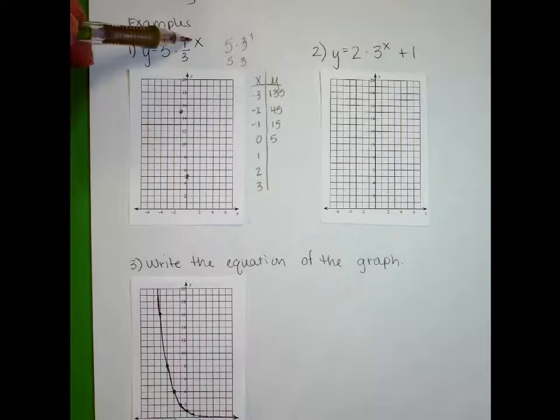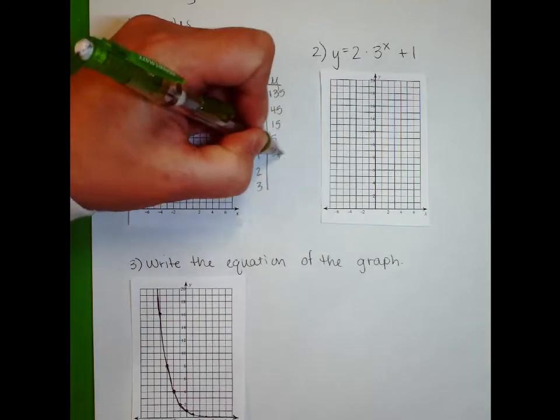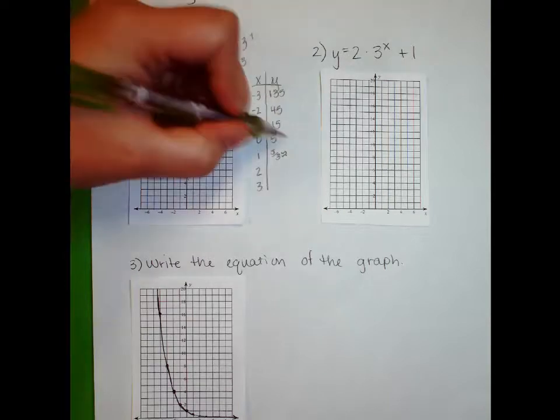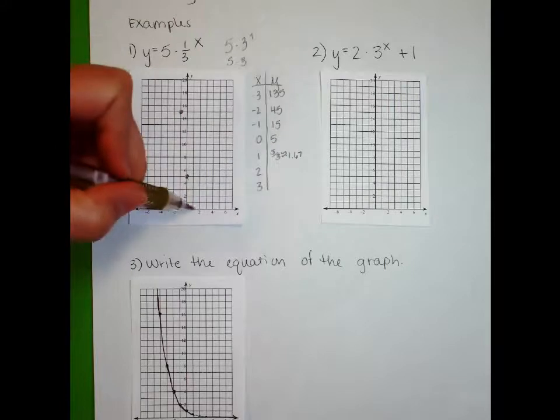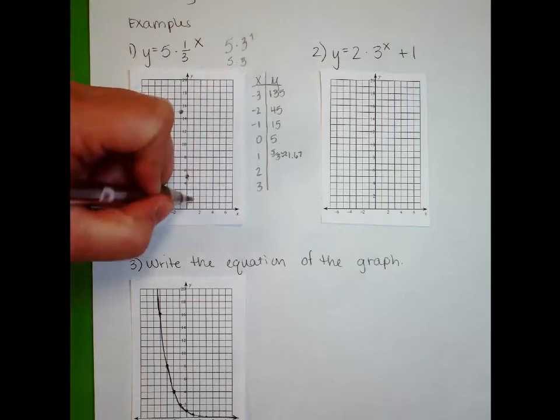Next we plug in 1. So we have 5 times 1/3, which would be 5/3, which is about 1.67. So if you try to graph that, you go over to the right 1, up just a little more than 1.5.